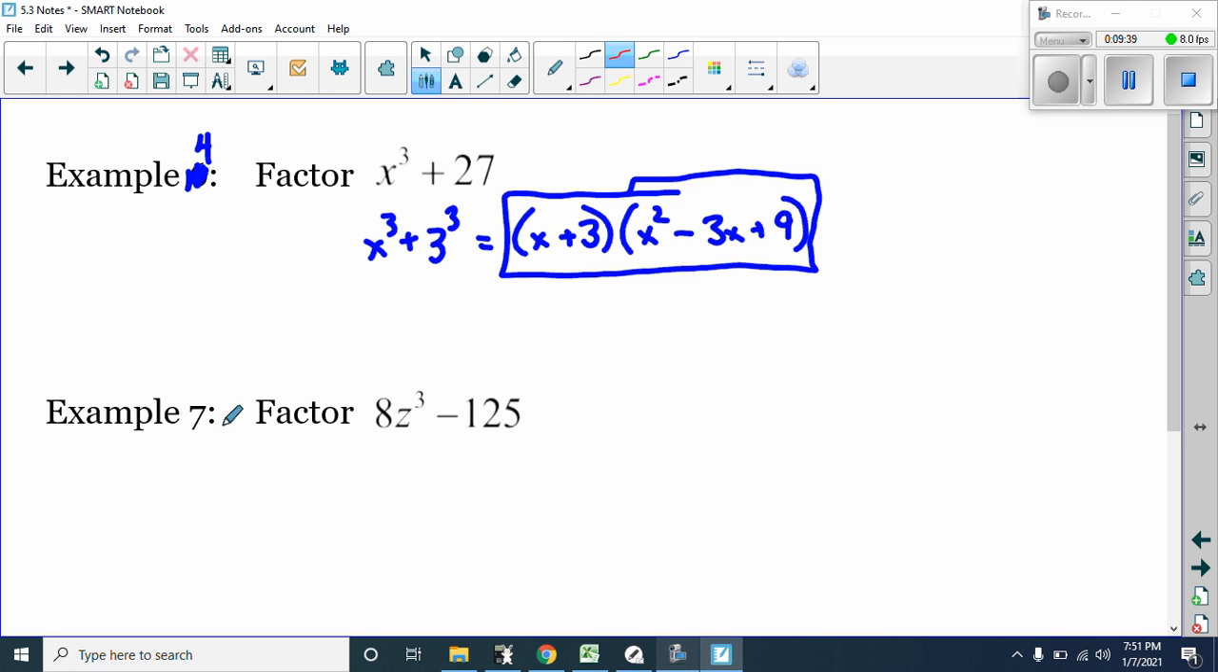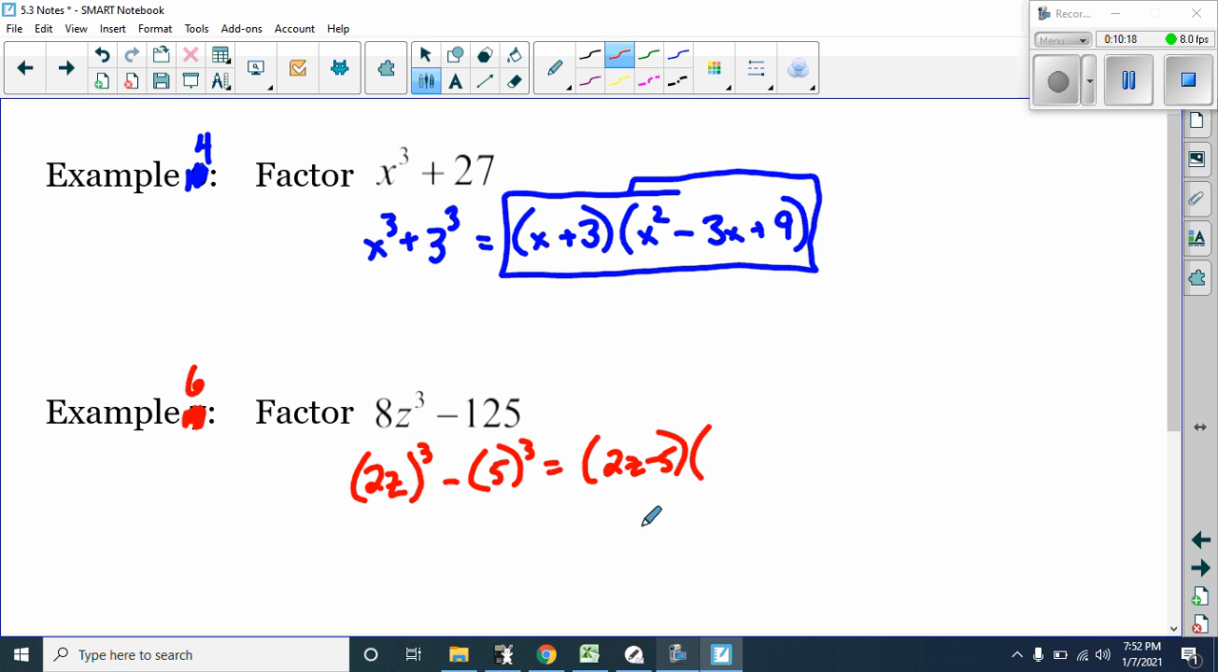Let's try another one here. Example 6. Asks us to factor 8z cubed minus 125. 8z cubed we can rewrite as 2z all to the third. 125 I can write as 5 cubed. And then the rule is first one, same sign, second one. So my first factor is 2z minus 5.